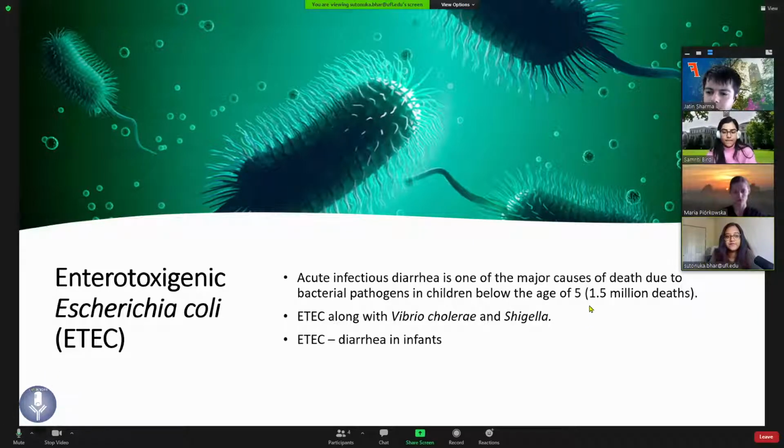Do they get it from polluted water? Polluted water can be one of the reasons, but also food, sanitation conditions, hygiene, everything matters.